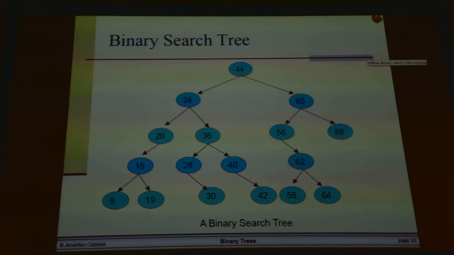So here's another binary search tree that has a lot more nodes in it. And so we're looking at this binary search tree trying to figure out what's going on with it. So you see that our root node, its value is 44. Everything to the left is less than 44, isn't it? Everything to my right is greater than 44. Does that make sense?